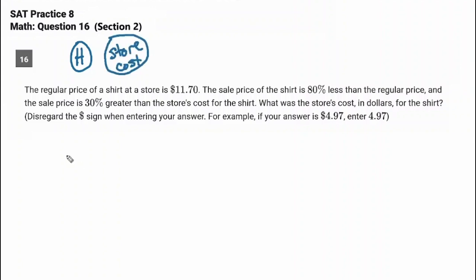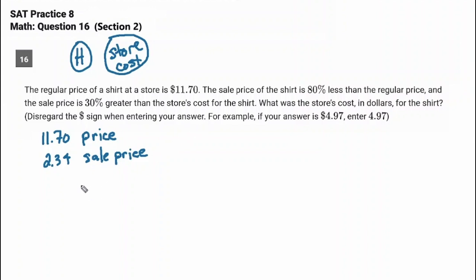All right, everybody's going to start strong in this problem. It's going to be like, okay, man, price is $11.70. And then you can get to the sale price with one step or two steps. I'm going to go one step. I'm just going to take 0.2 times 1170. I'm going to get $2.34. Now from here, everybody's going to want to set up an equation. But you can figure this out. You know that the sale price, $2.34, is 30% greater than the store's cost.